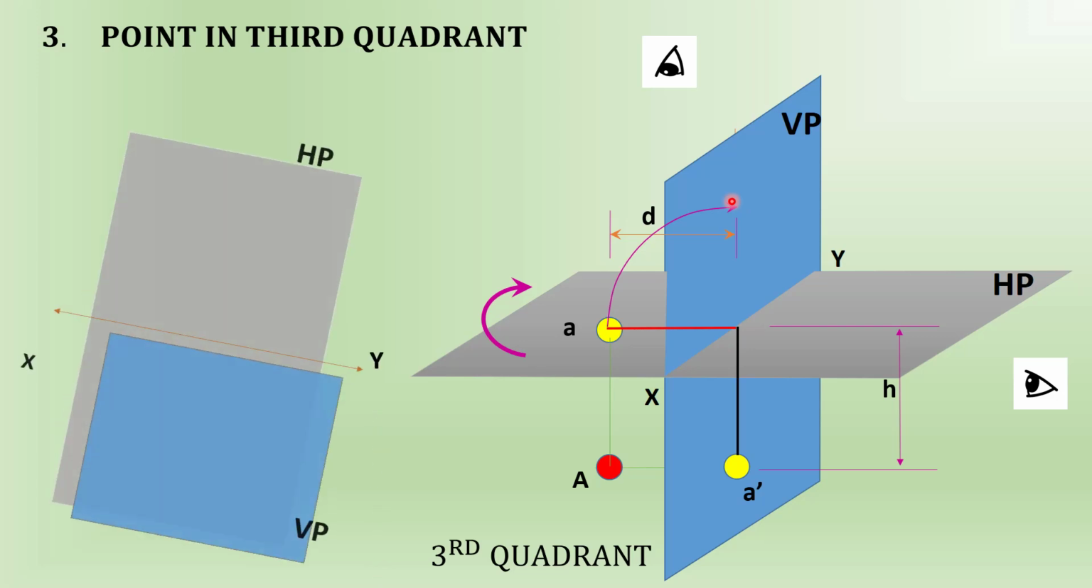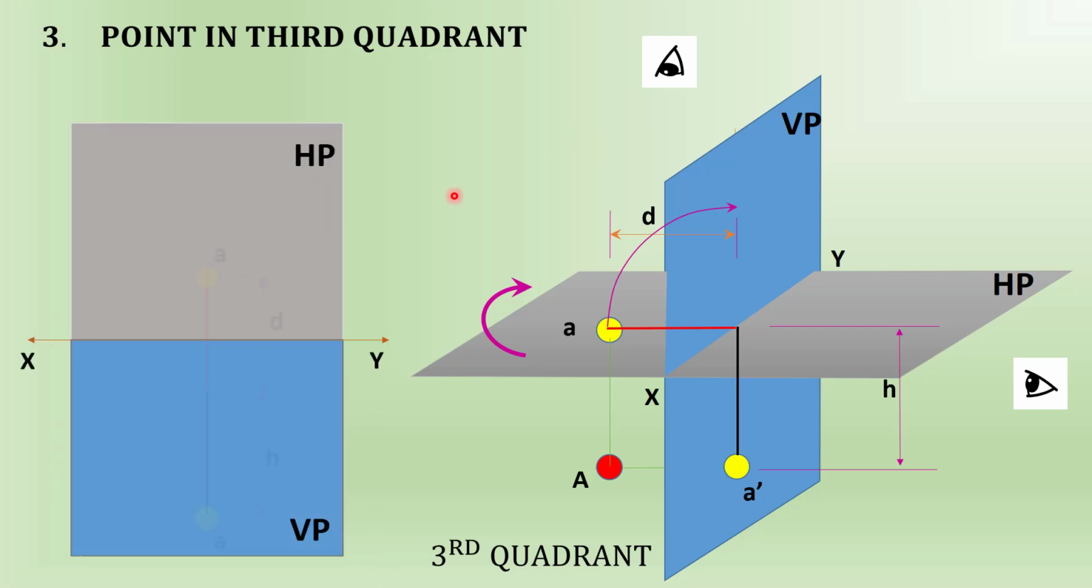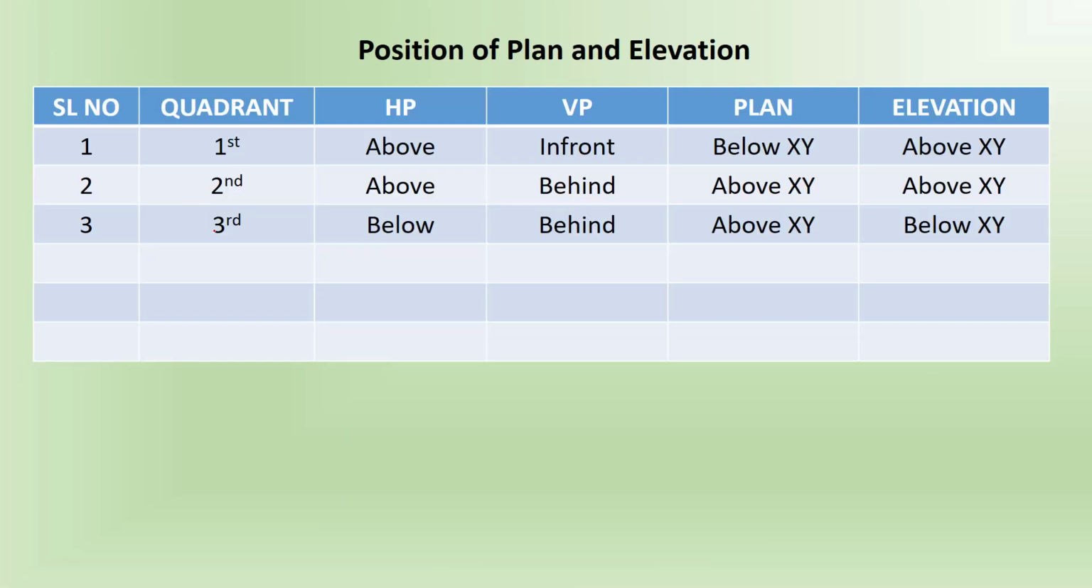So when you try to draw the orthographic projection, you can see that the plan point is obtained above the xy line and the elevation is obtained below the xy line. So if the point lies in the third quadrant, elevation will be below xy and plan will be above xy. So third quadrant, the point will be below HP and behind VP. The plan will be obtained above the xy line and the elevation will be obtained below the xy line.